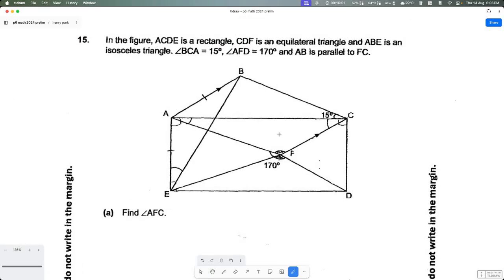Question 15. In the figure, ACDE is a rectangle, CDF is an equilateral triangle. So C, D, and F is an equilateral triangle, right? Like this. And then after that, ABE is an isosceles triangle. They already mark it out. So BCA is 15 degrees. AFD, this is F, I assume, is 170, right? And then AB is parallel to FC. So I see over here.